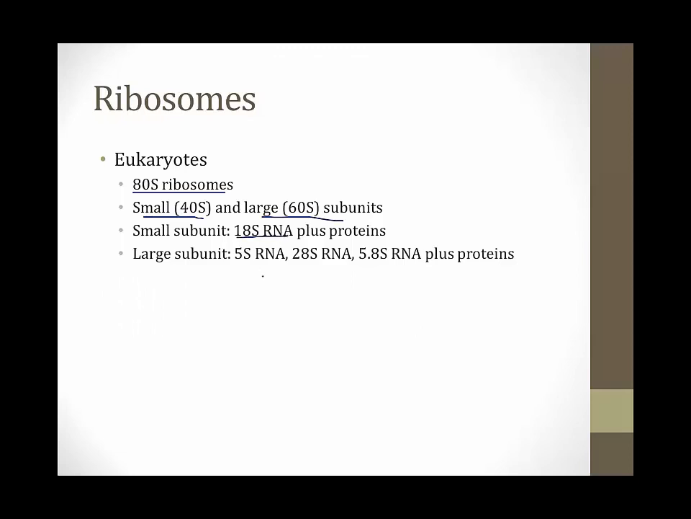The large subunit has several pieces of RNA ranging in size plus proteins. And it's pretty low yield to memorize all these sizes. The key point to know is that bacteria have different size ribosomes compared with human cells.